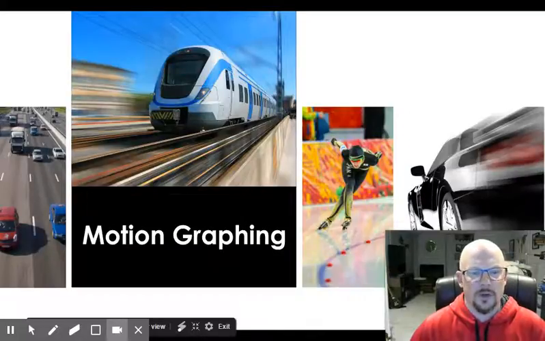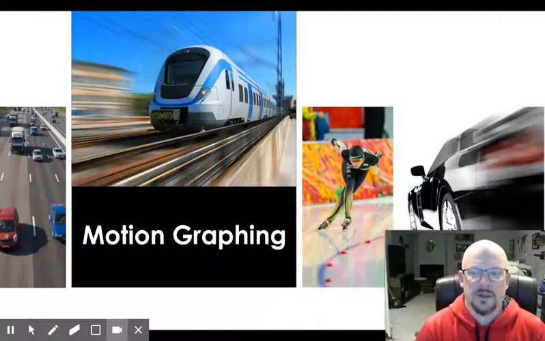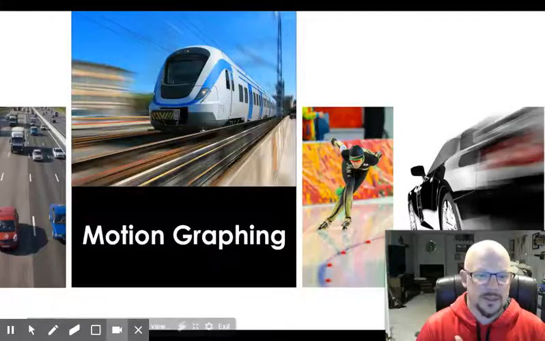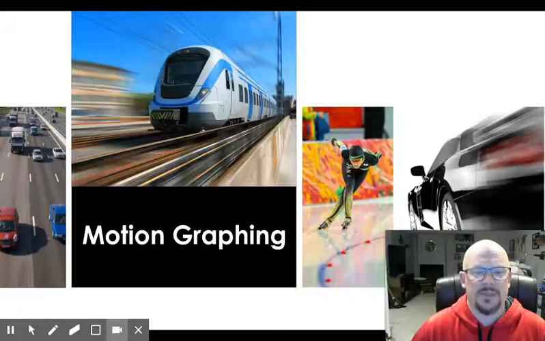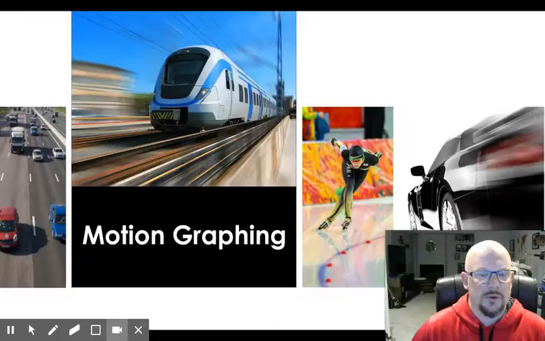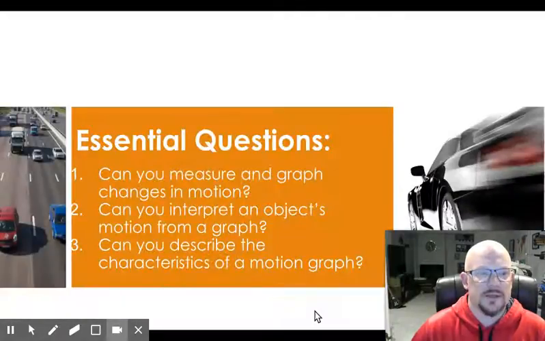Well, class, today we're going to look at motion graphing. Yesterday you determined speed, velocity, and acceleration. Today we're going to look at how to graph those things. Because we are going to have graphs up on the screen, most of the video you won't see my face, so you have room to look at those graphs.